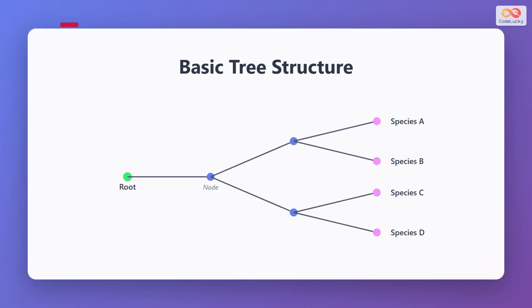Let's look at how these components work together. The root at the bottom represents the oldest common ancestor. As we move up the tree, nodes show where lineages split. Each branch represents an evolutionary path. The tips at the ends represent different species. Species A and B share a more recent common ancestor with each other than either does with species C or D.